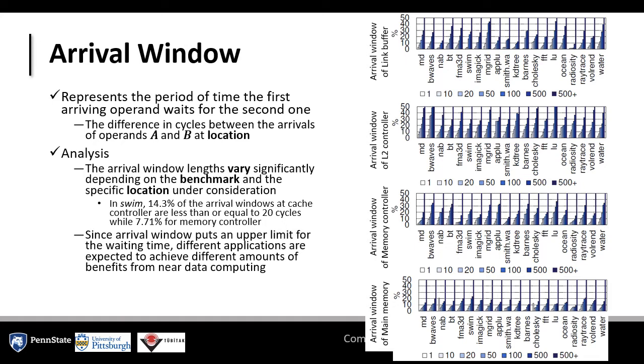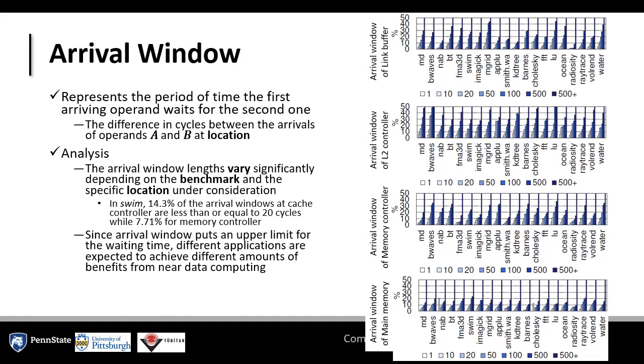One of them is arrival window. Basically, arrival window captures the difference between the arrival times of two operands, let's say A and B, that are involved in near data computing at a particular location. It's one of the four locations that I mentioned in the previous slide. So, for example, let's say we are going to do A plus B. A arrived at that particular location, let's say the cache controller, and then B arrived. The difference in cycles between them gives us the arrival window.